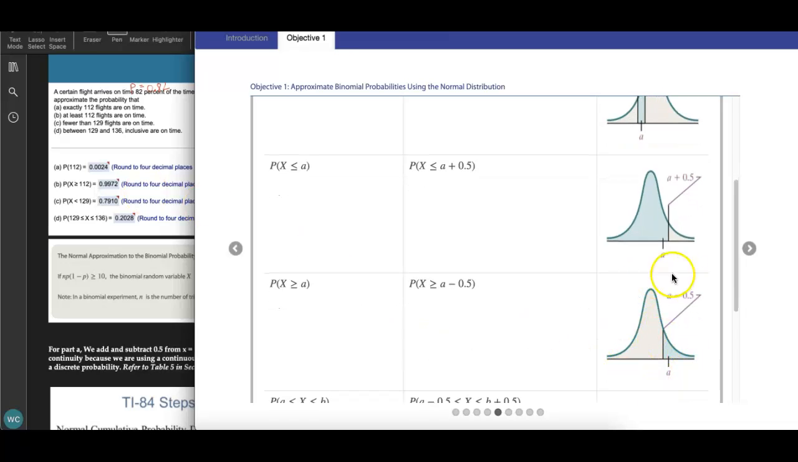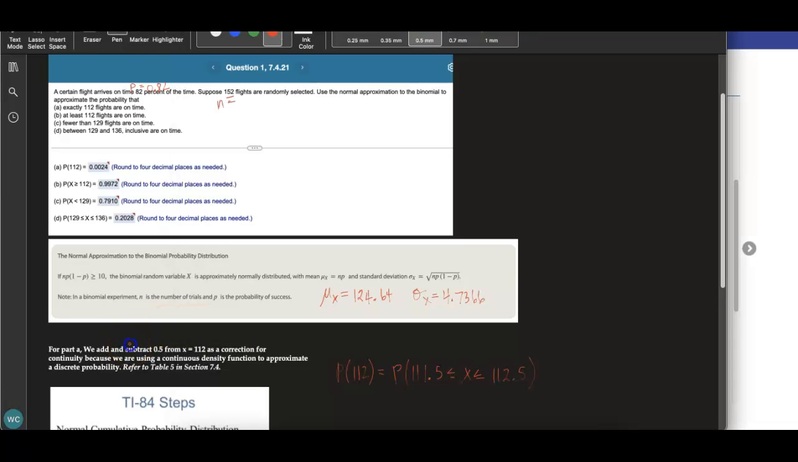So graphically speaking, that approximation to the normal distribution is going to look like this. It needs to, in other words, capture the 112. So I actually need to back up 0.5. I need to find the probability of x greater than or equal to 111.5. So let me write that down for part B.